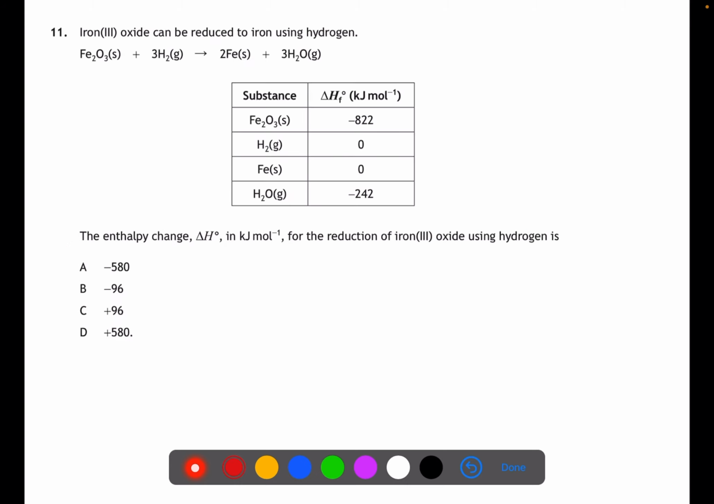Question 11. Iron 3 oxide can be reduced to iron using hydrogen. Calculate the enthalpy change for the reduction of iron 3 oxide using hydrogen. So to do this, we have delta H equals the sum of delta H formation of the products minus the sum of delta H formation of the reactants.